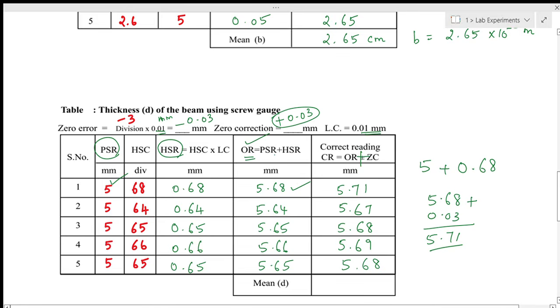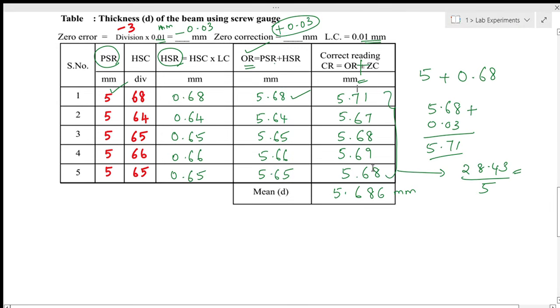Now the average of all these, the mean value: 5.71 plus 5.67 plus 5.68 plus 5.69 plus 5.68. I've got 28.43. That is the addition of all these 5 is 28.43 divided by 5. Mean value is the total divided by 5. I got 5.686 mm, millimeter. This is in millimeter.